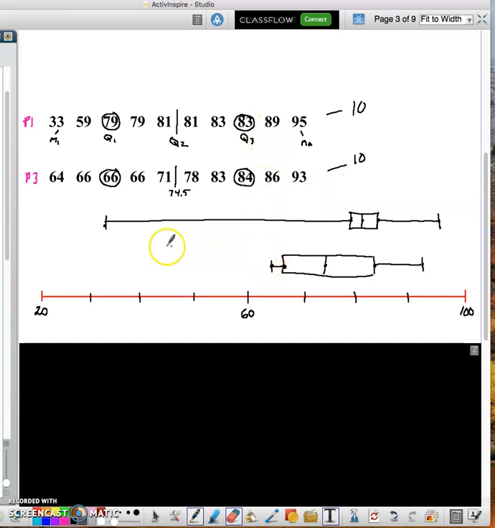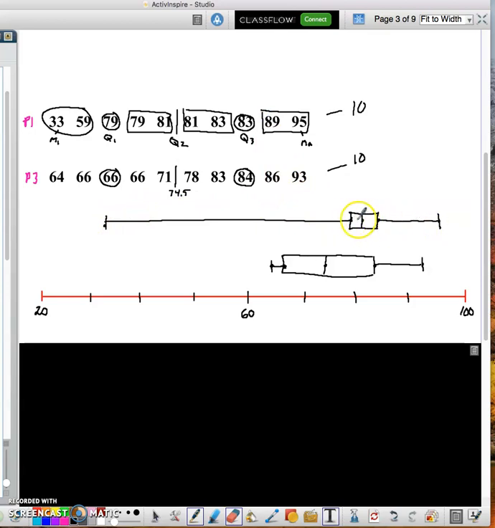Look at it. How many numbers are in this range right here? Well, the answer is 2. How many numbers are in this box right here? The answer is 2. How many are in this box? The answer is 2. How many are in this whisker? The answer is 2.